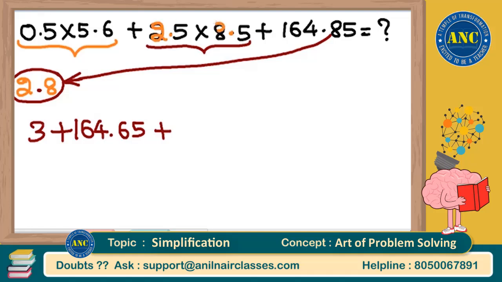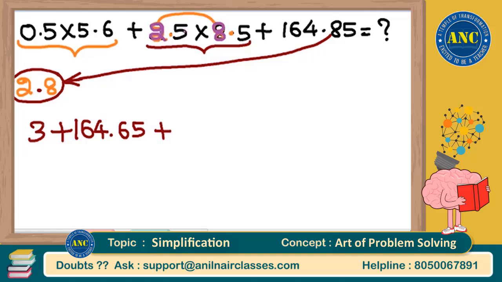A5 into B5 is nothing but A into B: 2 into 8 is 16. Plus (A plus B) by 2: A plus B is 2 plus 8, which is 10, by 2, 5. 16 plus 5 is nothing but 21.